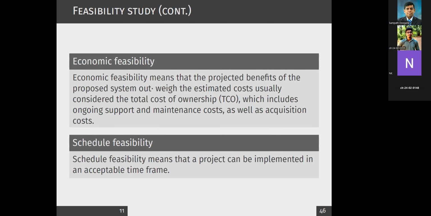Economic feasibility means the projected benefits of the proposed system. Weighted cost estimates usually consider total cost of ownership, which includes ongoing support and maintenance. I think I mentioned that. And finally, schedule feasibility means the project can be implemented in an acceptable time frame, for example within 6 months. So that's feasible. But if they say it might take 10 years, that is not possible, right?